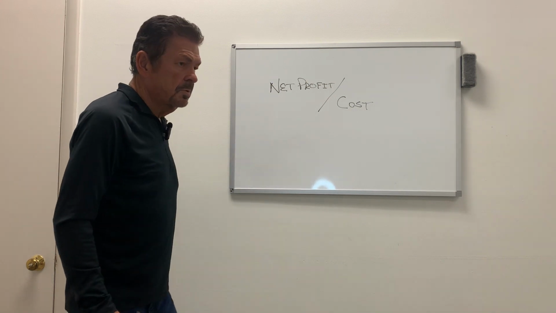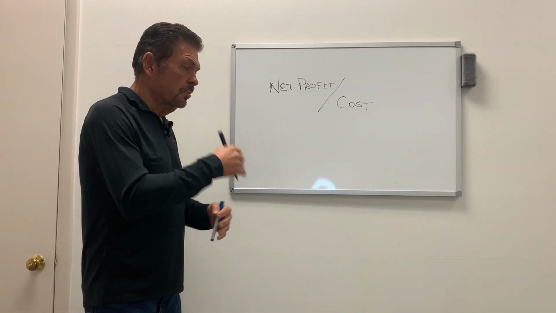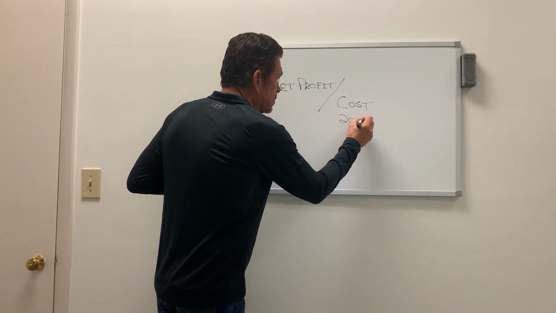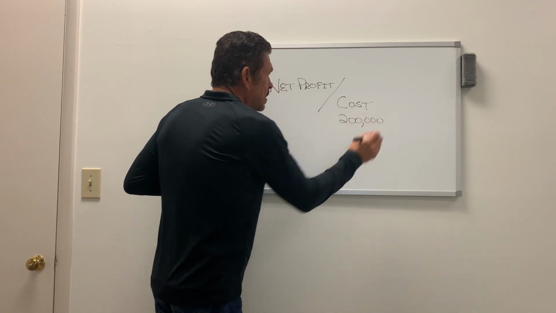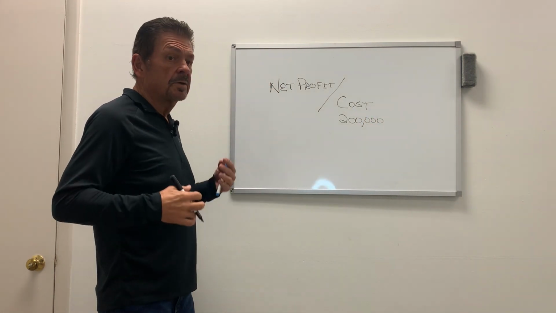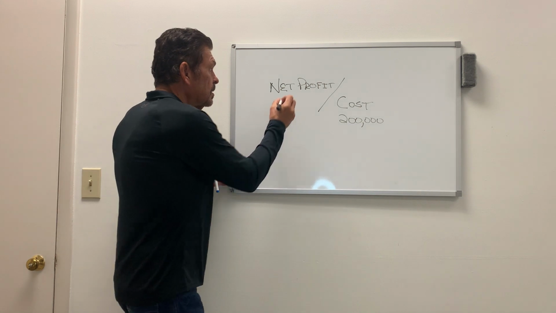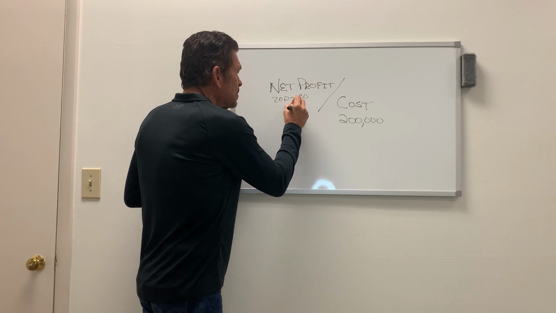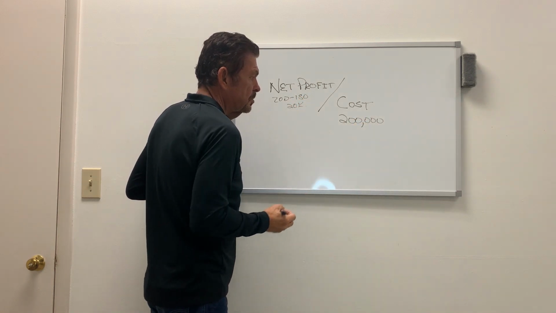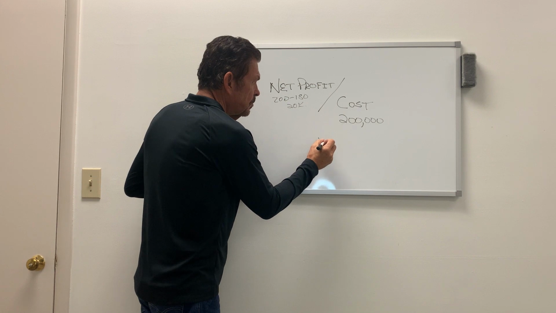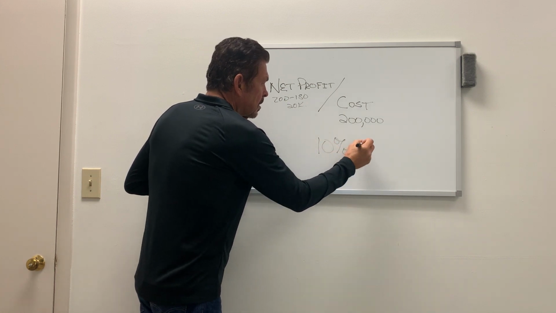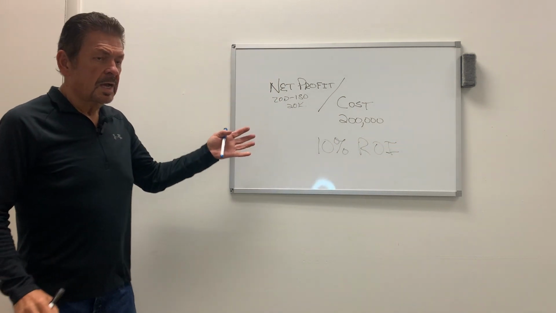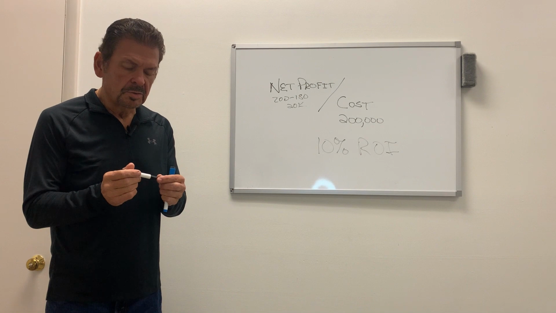So an example would be, say you sold your property for $200,000. That would be the sale price. And you had paid $180,000 for it. So 200 minus 180, or $20,000, is your profit, divided by the $200,000, would give you a 10% ROI, return on investment.